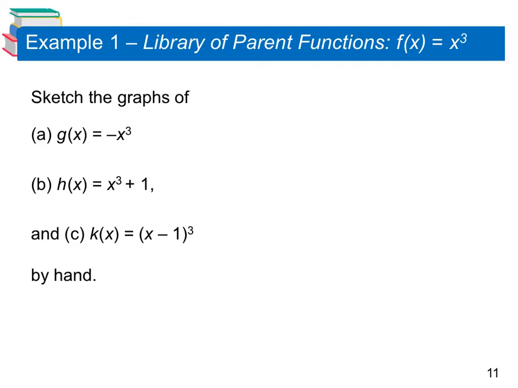All right, now we're going to look at some examples. So we need to sketch the graphs of g of x is equal to negative x cubed. We just said our x cubed graph looks like this. And when it's negative, we just flip it the opposite direction. So our x cubed graph is increasing, so it would look like this. If it's negative, it goes the opposite direction, so our negative x cubed graph is going to look like this.